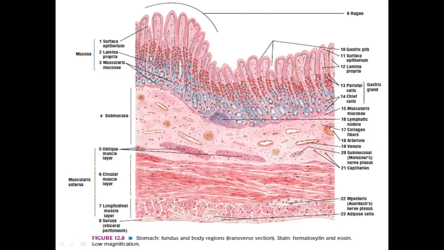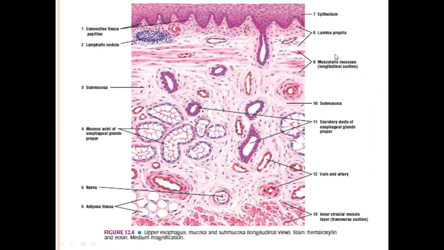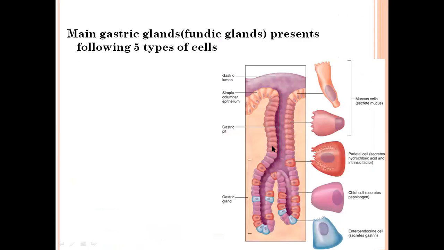Again the same picture we have here. These are gastric glands which are dipping in the lamina propria. Deeper inside we call them gastric glands. At the upper part they are named gastric pits. So see, these are the main gastric glands, right? The main gastric glands, also called fundic glands if they are present in the fundus part of the stomach, have 5 different important types of cells.